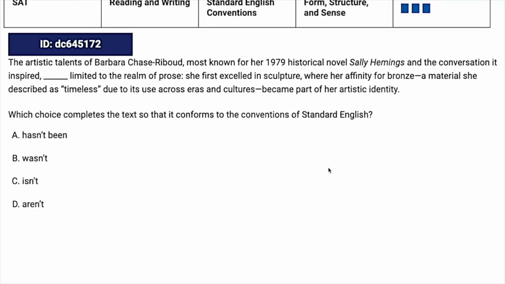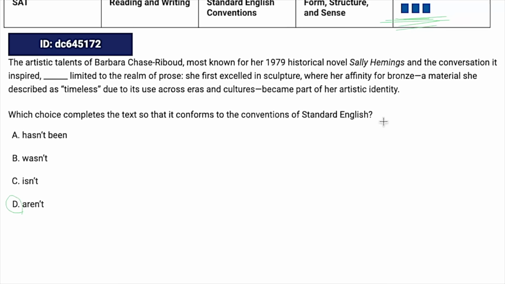All right, we've got a hard question. Try the strategy on your own first, but here we go. Step 1, odd verb out. She hasn't been. She wasn't. She isn't. They aren't. Odd verb out is D. My answer is D. And that's right. This is a hard question according to the SAT. Just wanted to kind of show off how powerful that trick is.